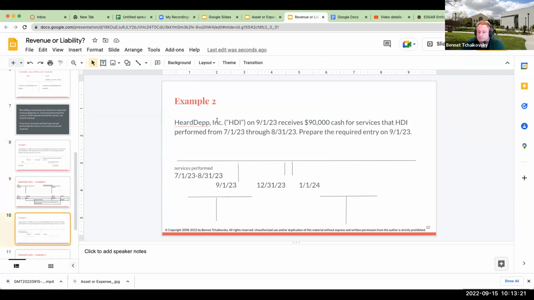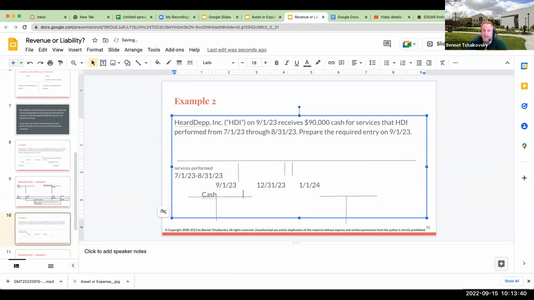Okay, now here I received $90,000 cash for services that I performed in the past, right? So from July 1st through August 31st. So prepare the entry. Because I've actually performed the services, I'm going to debit cash and credit services revenue. My cash received is going to be 90,000 bucks. And I record the revenue because I've earned it, right? I've performed the services, so I can record it as revenue.